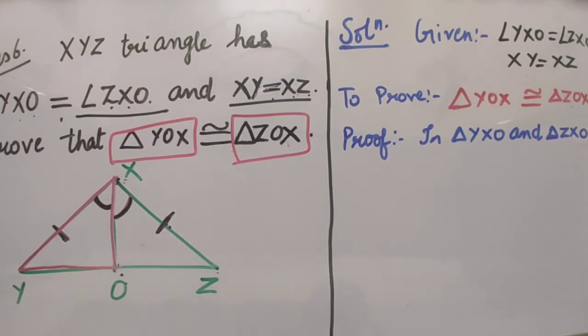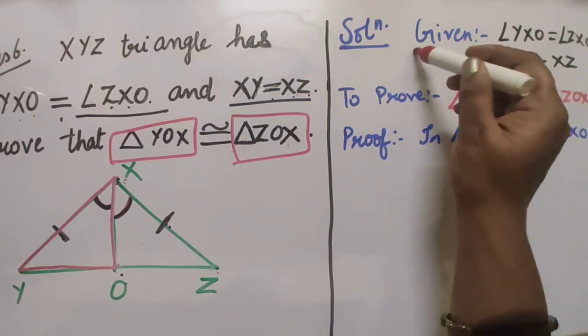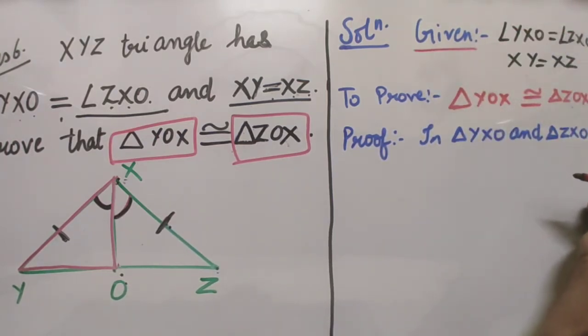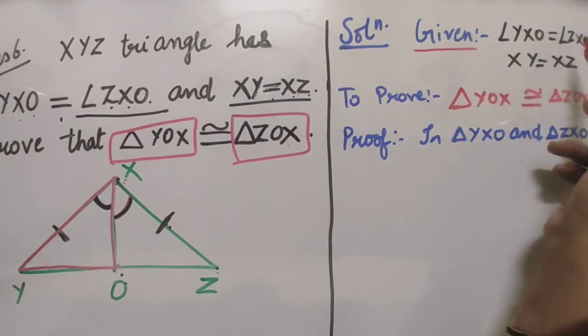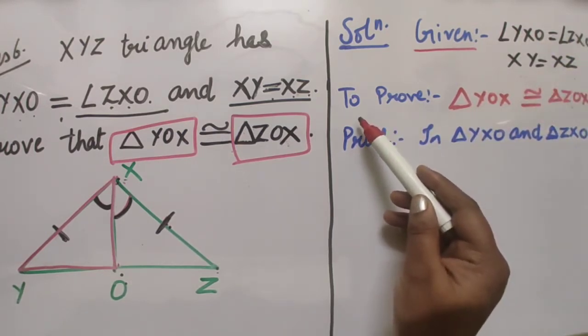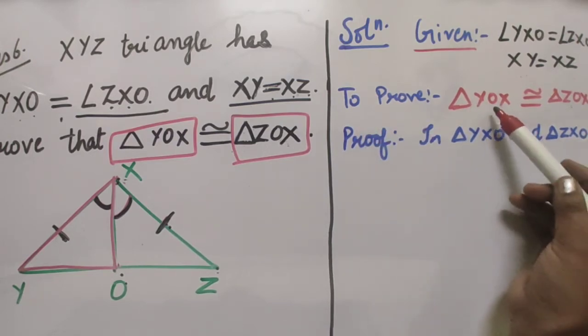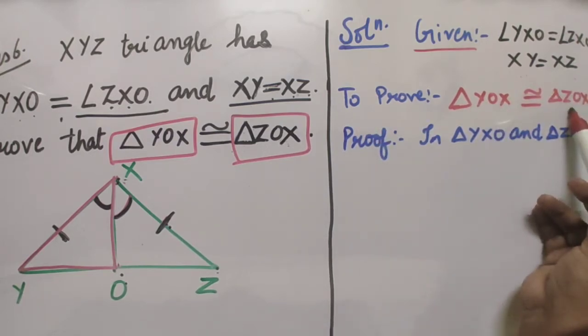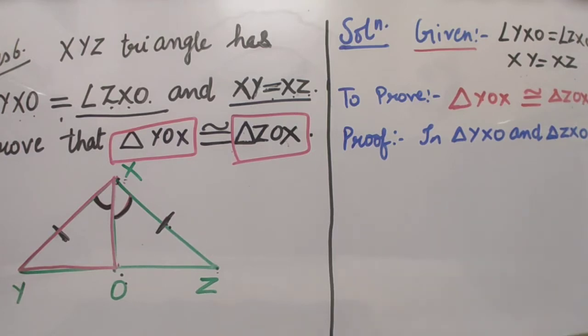As I have already discussed in the previous classes, before we start proving the congruency of two triangles, we have to write the given information in this structure. Here you can see I've already written the given part, which is the equal angles and the equal sides. Then we have to write what we need to prove as per the question. So here we have to prove these two triangles as congruent. Now let's start with the question.